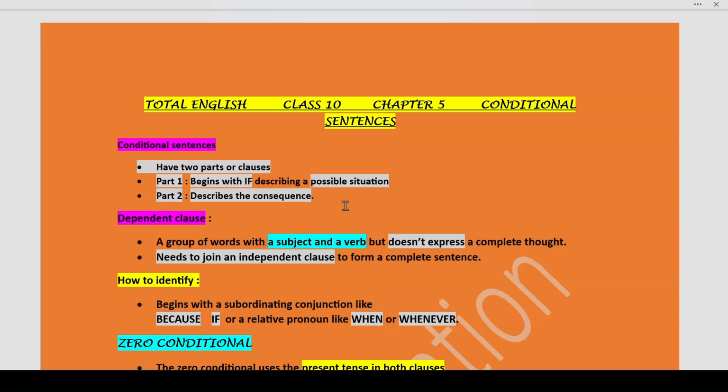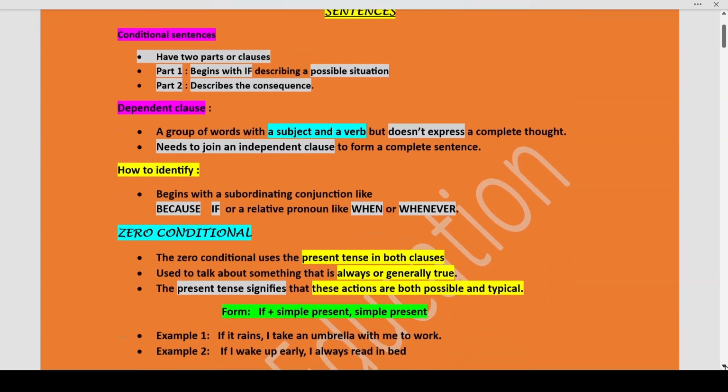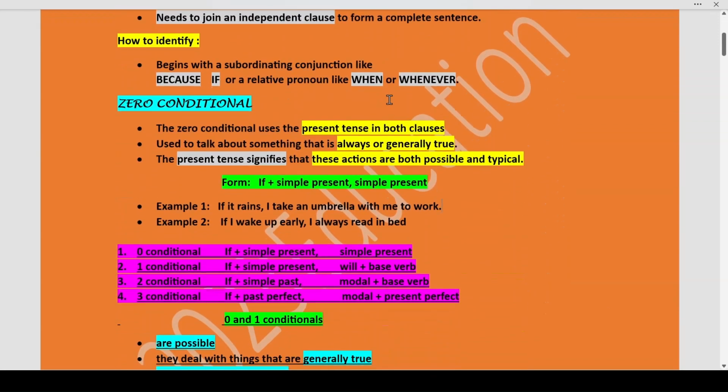Now, how do we identify conditional sentences? Conditional sentences, students, will always begin with a subordinating conjunction like because, if, or a relative pronoun like when or whenever. Now, there are four types of conditional sentences: zero conditional, one, 2 and 3. Okay, now let us first understand zero conditional.